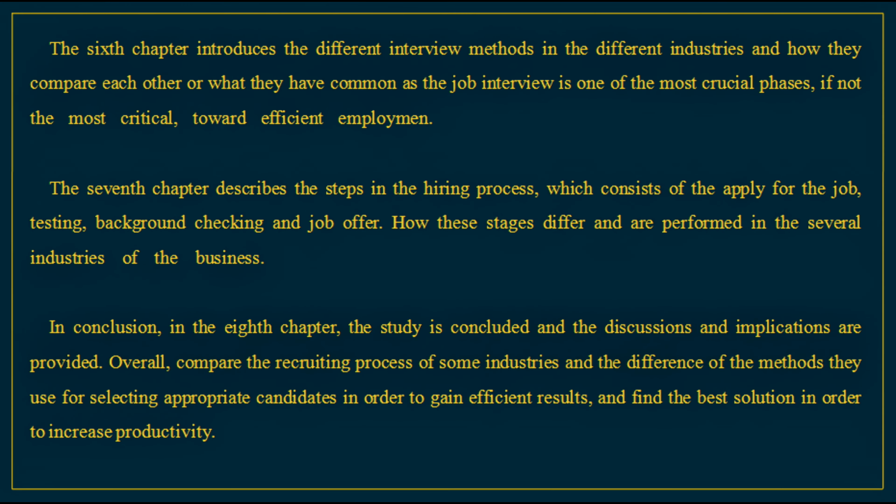The sixth chapter introduces the different interview methods in different industries and how they compare to each other or what they have in common, and the job interview is one of the most crucial phases, if not the most crucial, toward efficient employment. The seventh chapter describes the steps in the hiring process, which consists of applying for the job, testing, background checking, and job offer. How these stages differ and are performed in the several industries of the business.